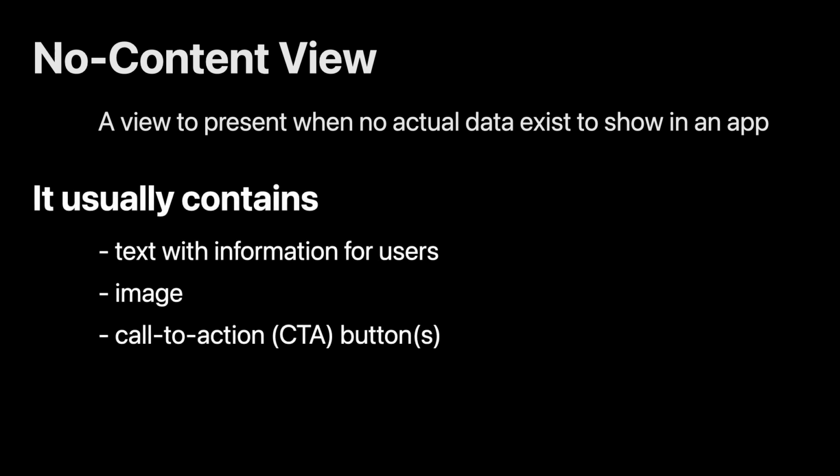It's quite often necessary to display a no-content view when we have no actual data to present in our apps. Usually, such a no-content view contains some text that informs users about the lack of data, an image to make it look nice, and probably a call to action button that invites users to perform some action. Creating such views is not difficult, but as of iOS 17, it's made even easier, because SwiftUI provides a configurable no-content view that's a breeze to use. It's called ContentUnavailableView.